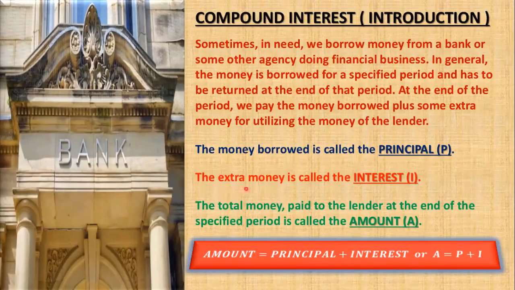The extra money is called the interest which we pay along with the principal at the end of the period and it is denoted as I. The total money paid to the lender at the end of the specified period is called the amount, that is capital A. So, amount is equal to principal plus interest, or A is equal to P plus I.